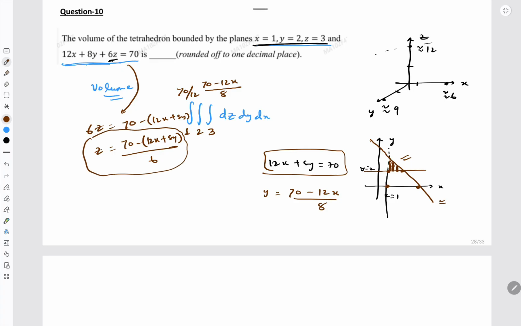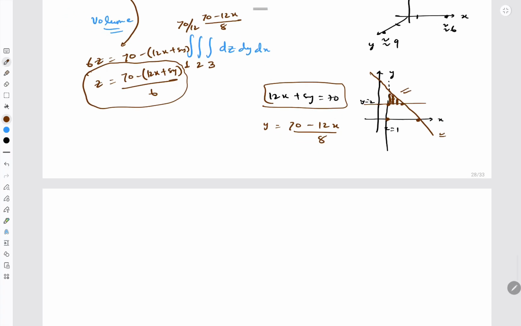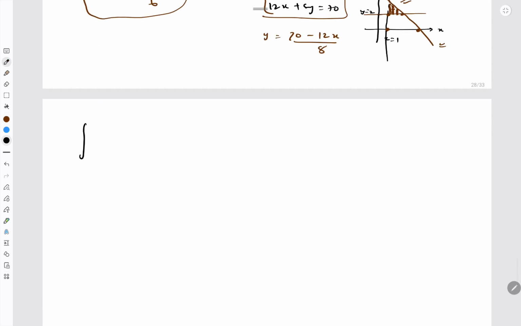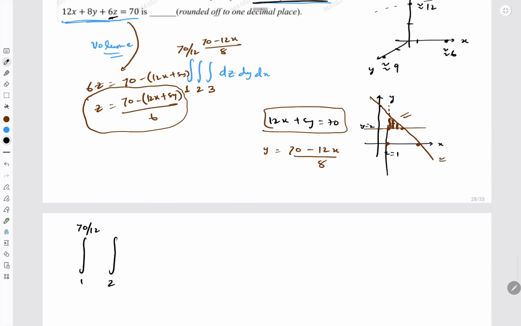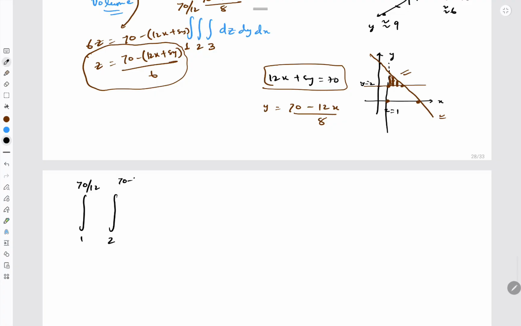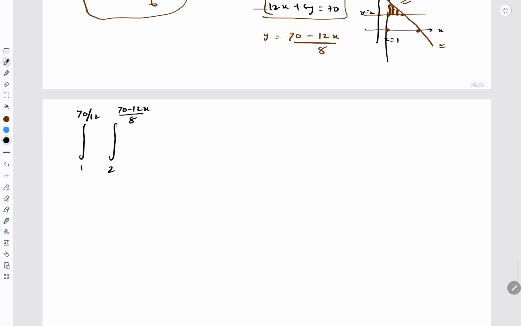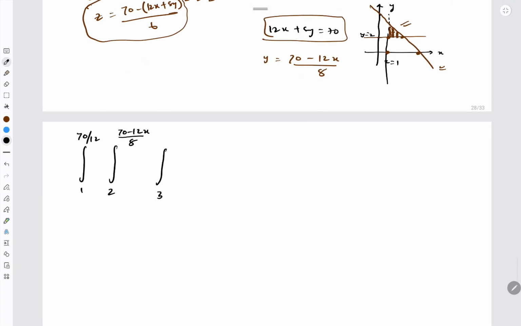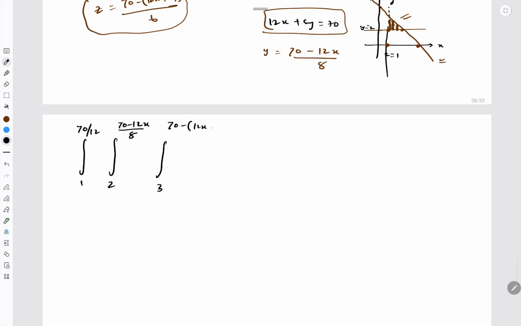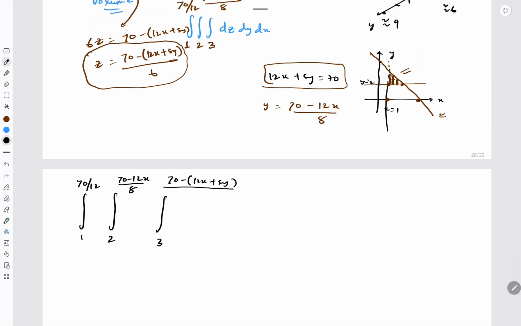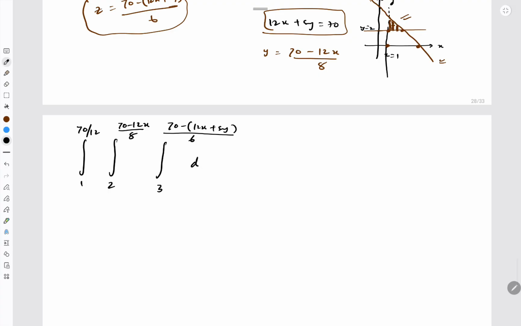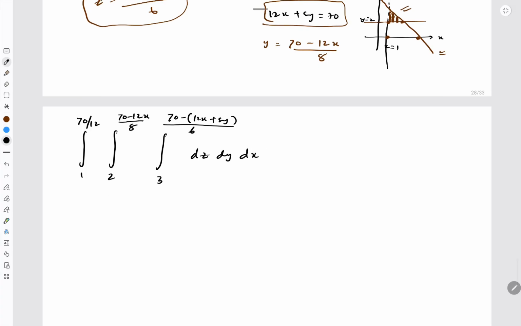so up to this. So if I have to write this integral in the proper, expanded form, I can write this integral as integration 1 to 70 over 12, integration 2 to (70 minus 12x) upon 8, integration 3 to (70 minus 12x minus 8y) upon 6 dz dy dx. So we have to solve this integral to get the answer to this question.